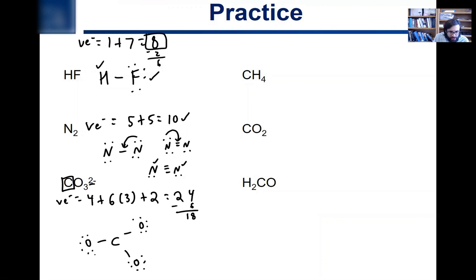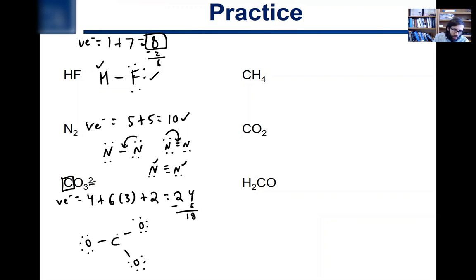We have 2, 4, 6, 8. And you can see this oxygen looks the same as this oxygen, right? 2, 4, 6, 8, and same with this. They all look the same. So we have 24 electrons. So this is good. And are our oxygens happy? Yes, 2, 4, 6, 8. And all the oxygens are the same. So they all follow the octet rule.